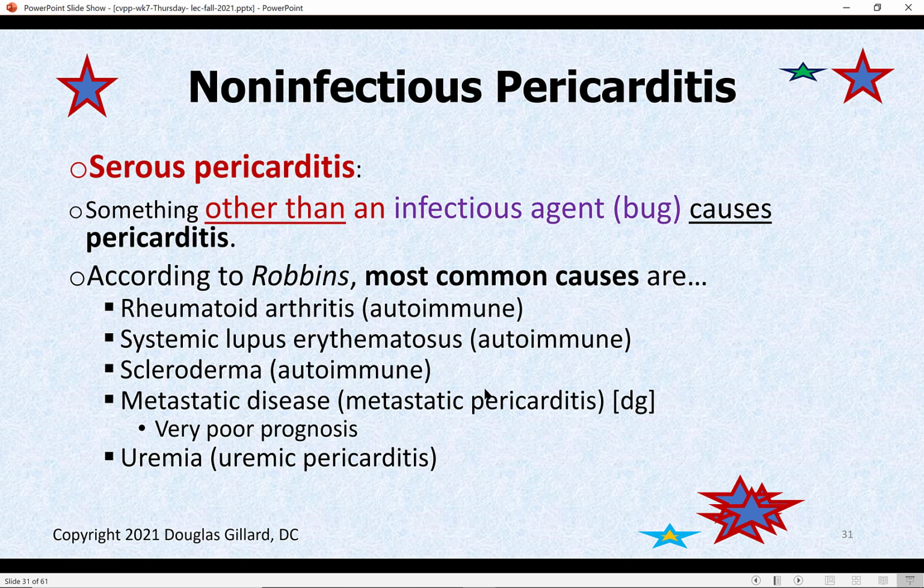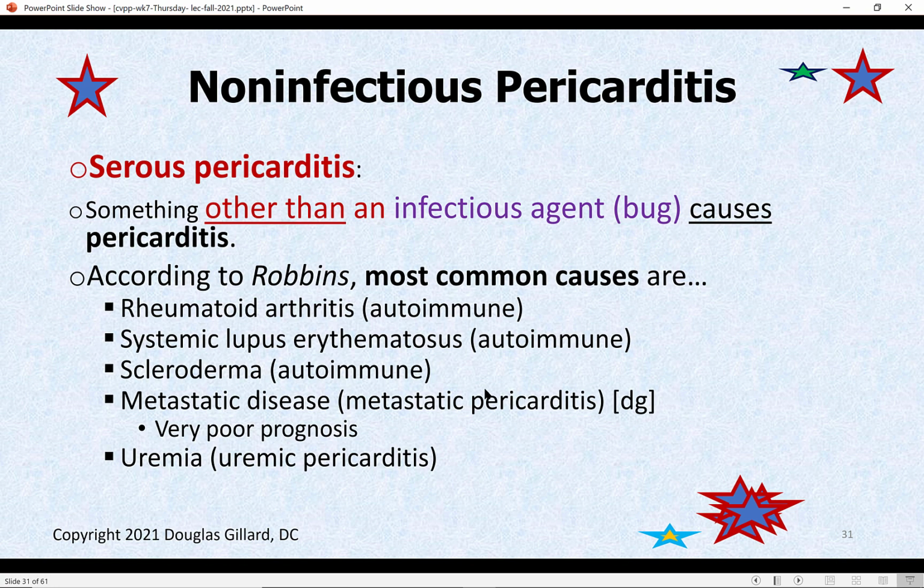Metastatic diseases can do the trick as well. Cancer, prostate cancer, breast cancer. Cancer cells can get into the lymph system and end up in the pericardial cavity and start to grow there, and the body sees them, and that sparks an inflammation.